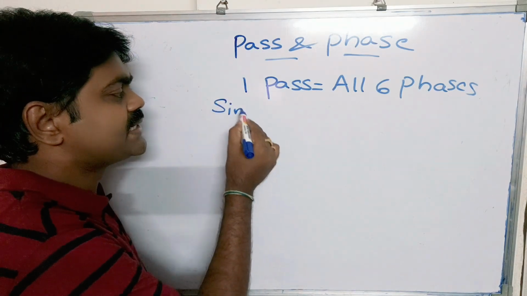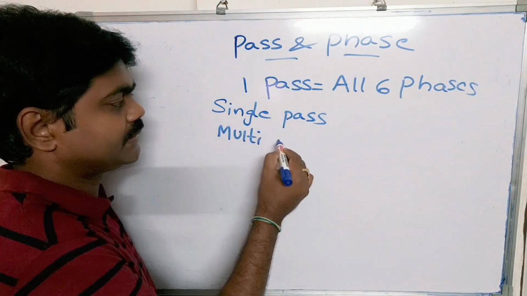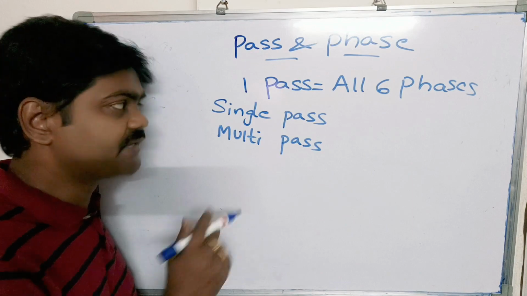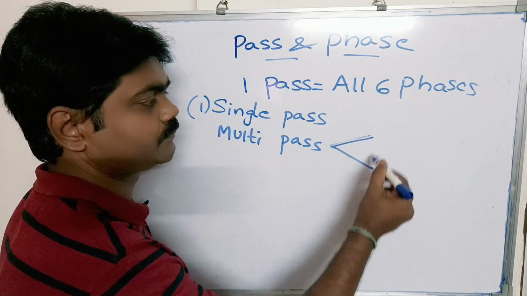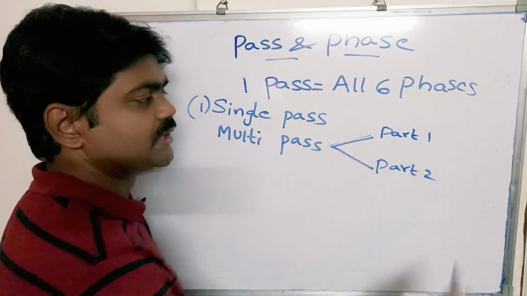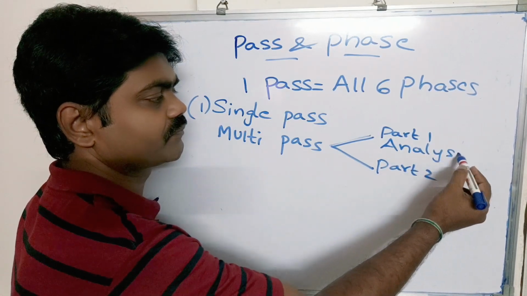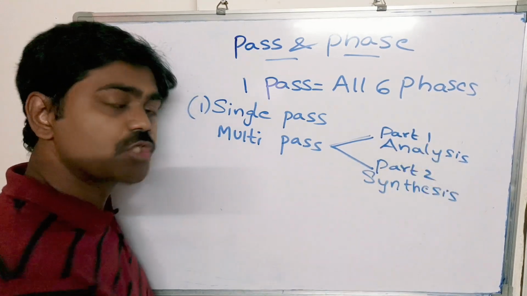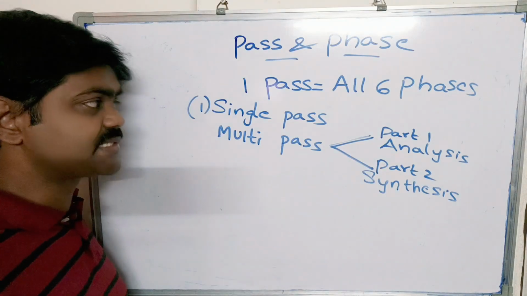So here we have single pass and multi pass. Single pass means when all the phases are completed, we call it one pass. Multi pass is divided into two parts: part 1 is called analysis, and part 2 is called synthesis. Now we'll see what is analysis and what is synthesis.